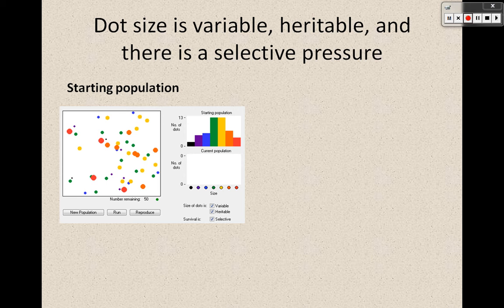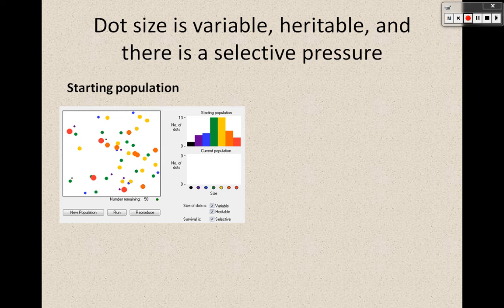So we're going to start with dot size is variable, heritable, and there's selective pressure. So variable means there are different sizes. As you can see from my starting population here, there are red dots that are really big, there are black dots that are really small, and everything else kind of follows the spectrum and is in the middle.